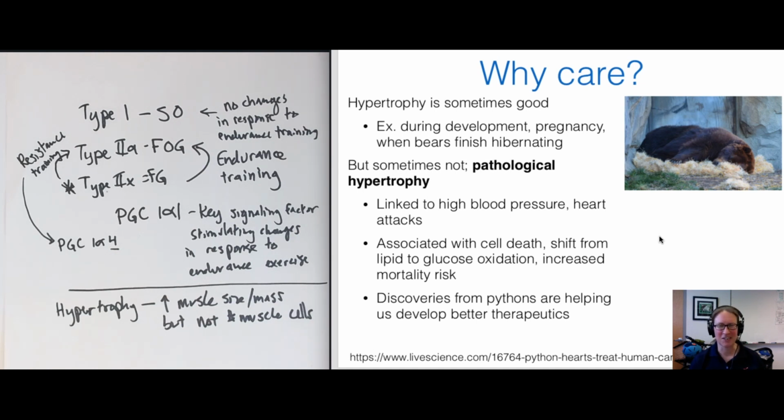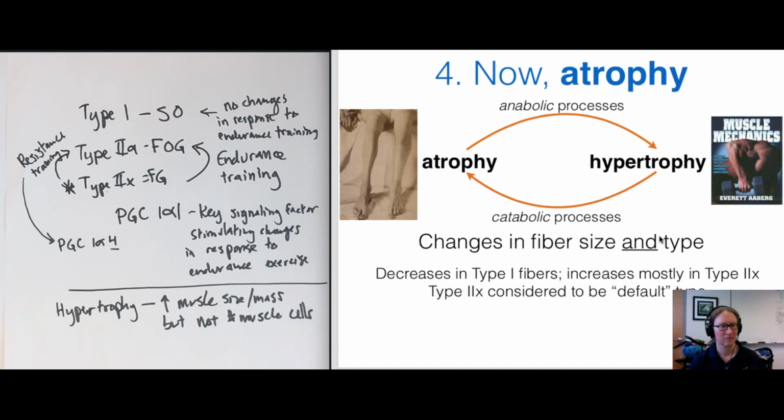So we need to distinguish useful hypertrophy from pathological hypertrophy. For example, hypertrophy in the absence of other changes will just lead to high blood pressure and heart attacks. Along with that, in some cases, hypertrophy can be associated with cell death and a shift away from lipid to glucose oxidation, which is accompanied by an increased mortality risk. However, discoveries from animals such as the pythons are fantastic for helping us to develop better therapeutics for dealing with these types of muscle conditions.